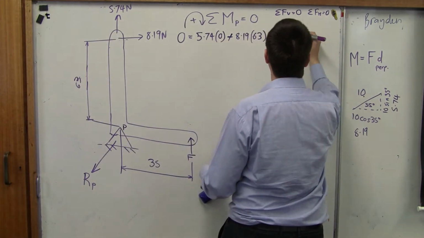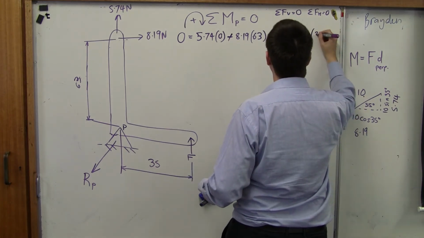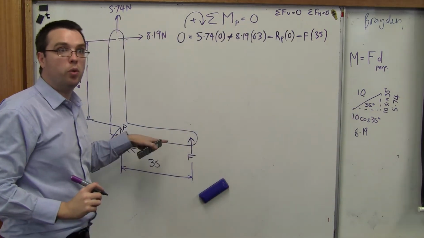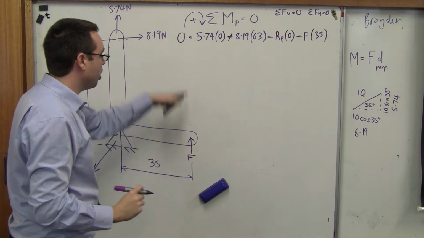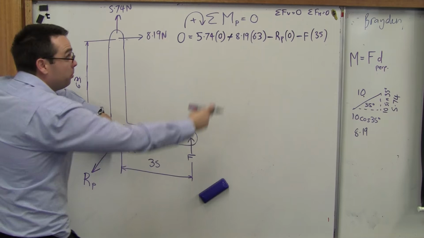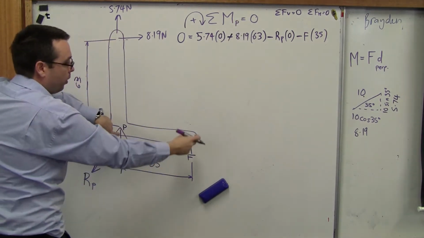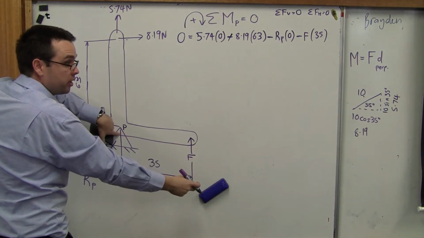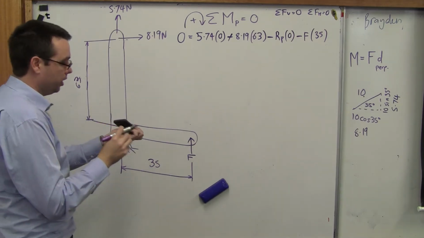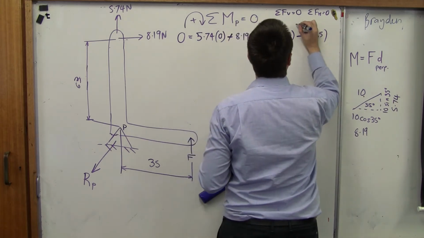And then finally we have F. How far away is F? 35. Now, we've made an assumption that it is going up. We're going to put our finger on our axle, which is point P. We're measuring from point P, and we're going to push in the direction of our arrow. Which way are we going? Anti-clockwise. So we leave that as negative. So what I'm going to write here is RP times 0 plus.